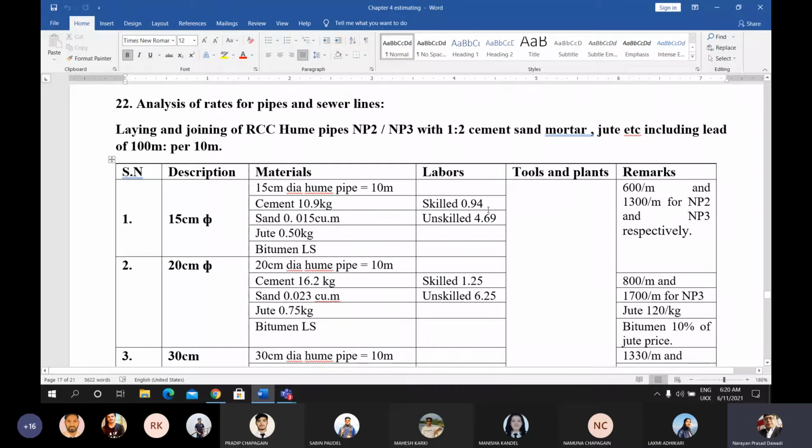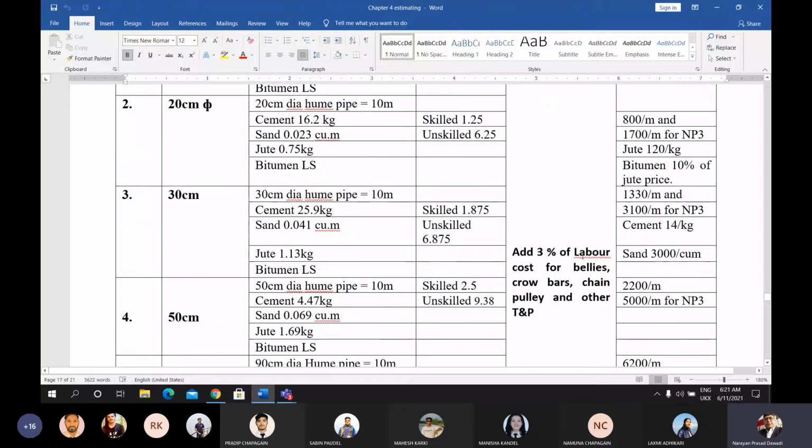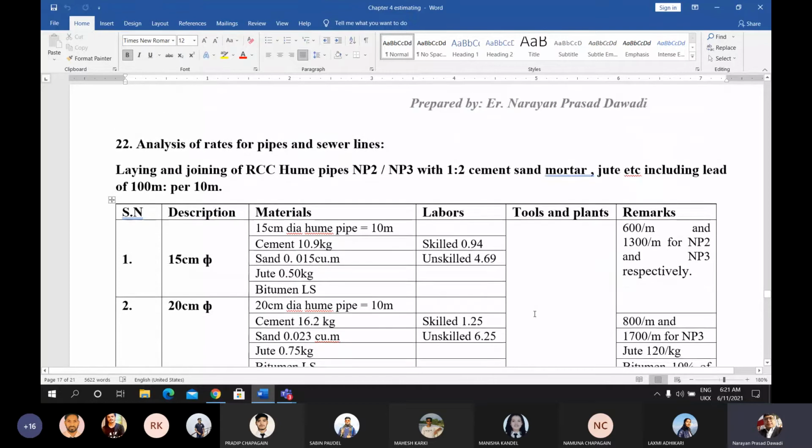They are using the tools, plants, and equipment. For this, we can provide pulleys, beams, bellies, screw bars, chains, etc. These can be counted under tools, plants, and equipment. That cost may be taken as 3% of the labor cost. 3% of the labor cost is provided as the tools, plants, and equipment cost for lifting and placing of the pipe. Okay. In this way, you add 3% labor cost for bellies, screw bars, chains, pulleys, and other tools, plants, and equipment for the carrying and laying of the pipe.